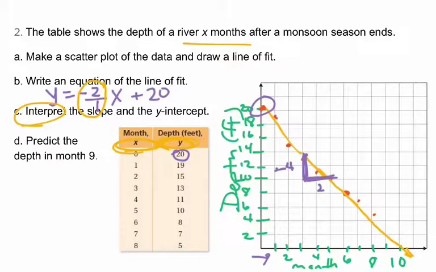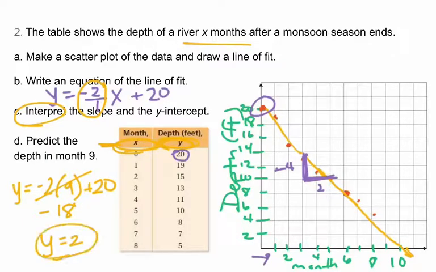Now it says predict the depth in month 9. So using our equation, months is our x value, so we would have y is equal to negative 2 over 1, or just negative 2, times 9 plus 20. Well, negative 2 times 9 is negative 18. Negative 18 plus 20, we would predict that our depth is 2 feet.